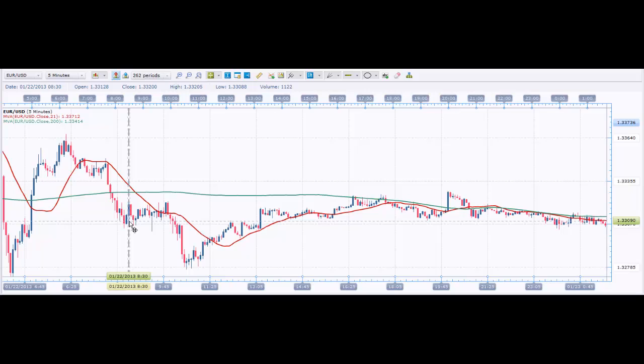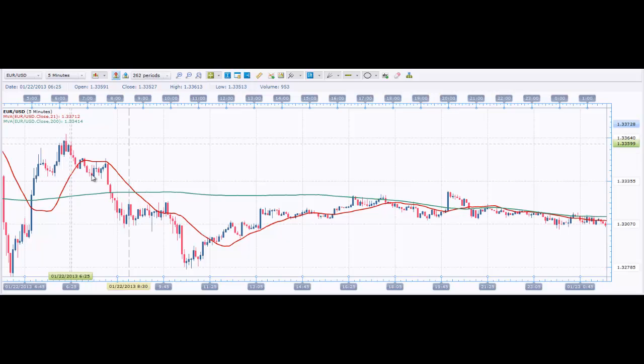Research has shown me that the two pairs that react the most on this are the Euro USD, the USD CAD, and then the CAD yen. So I'm looking at this and I'm saying, well, which pair am I going to trade depending on the direction of the trade? And why do I say the direction of the trade?